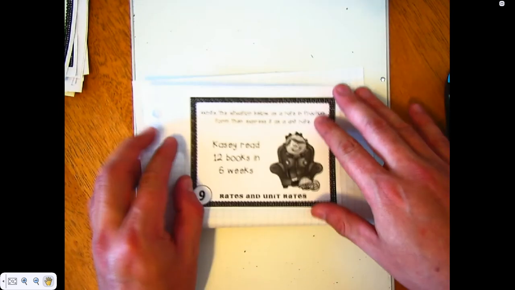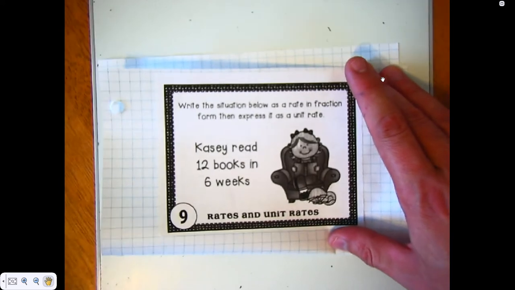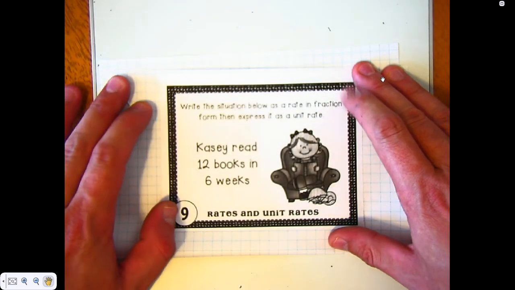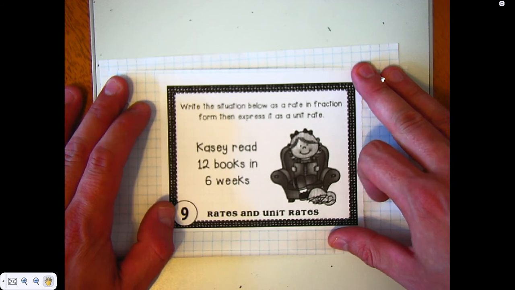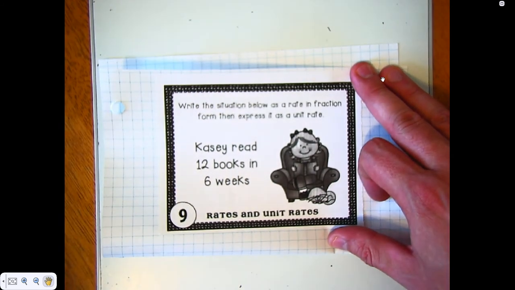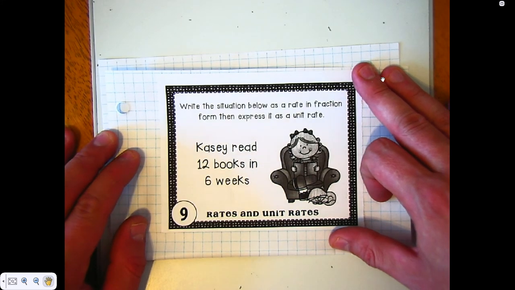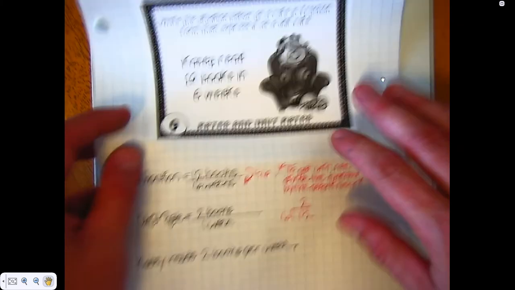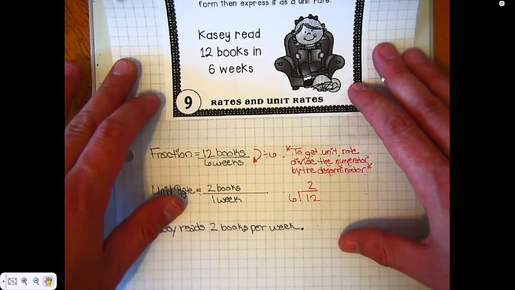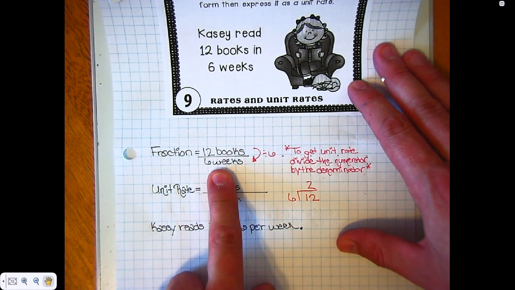Card number 9. Card number 9, right here, says, and we actually need to zoom in really quick. It says, write the situation below as a rate in fraction form, then express it as a unit ratio. Let me see if I can make this a little clearer for us. There we go. And then it says, Casey read 12 books in 6 weeks. What they asked us to do was to write it as a fraction. So we have Casey who read 12 books in 6 weeks.